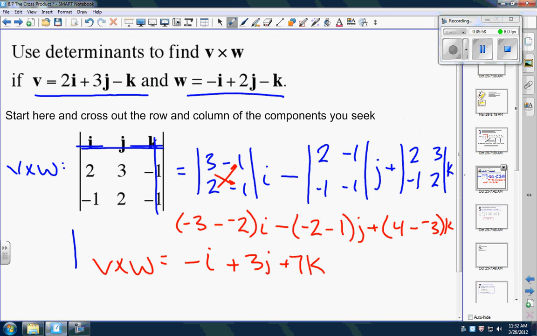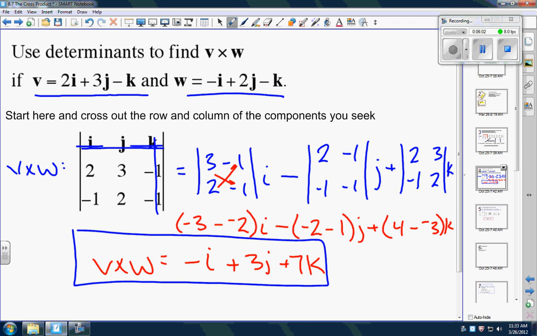So this is how you'd write your final answer for it: -i plus 3j plus 7k. Remember, that resulting vector is one that's going to be perfectly orthogonal to whatever plane those two vectors make in space. Okay?